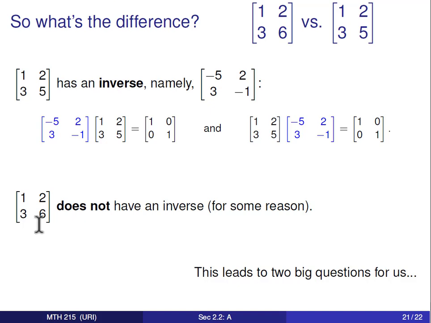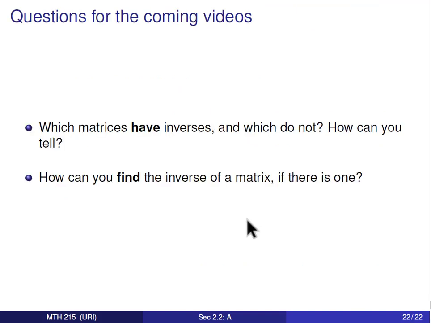If 1, 2, 3, 6 did have an inverse, then you could solve some of those equations that we saw didn't have solutions or didn't have a unique solution. So 1, 2, 3, 6 does not have an inverse. We're going to talk about why, but this is actually one of the big questions. We have two big questions for us. As we go through section 2.2, we're going to be talking about which matrices have inverses and which do not.